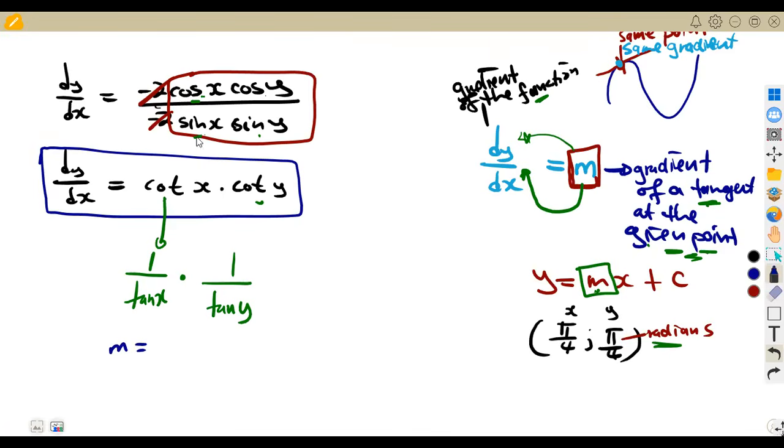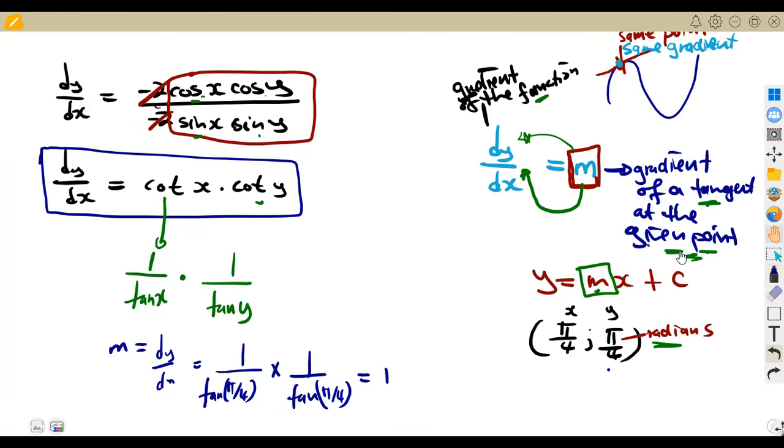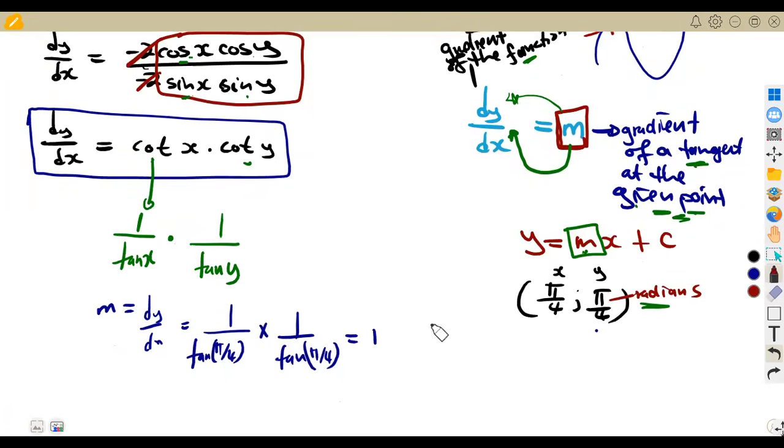So m is equal to, you substitute here in place of what? In place of dy/dx, which is cot x cot y, at that point. So we're going to have 1 over tan pi over 4 times 1 over tan y, and y is also pi over 4. So you saw that this value was going to give us a 1. So it means that the gradient there is 1.